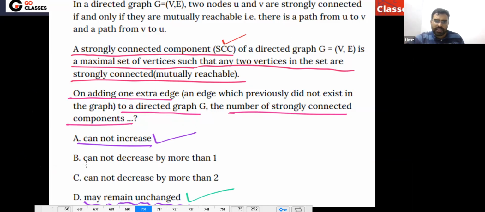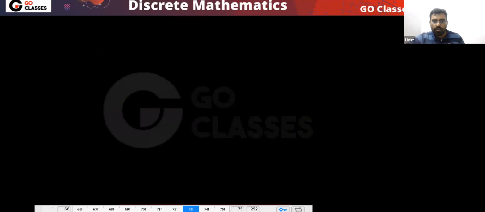Can it reduce by more than 1? Cannot decrease by more than 1? No, no, no. See, actually, it can decrease a lot. Let me tell you, it can decrease a lot.